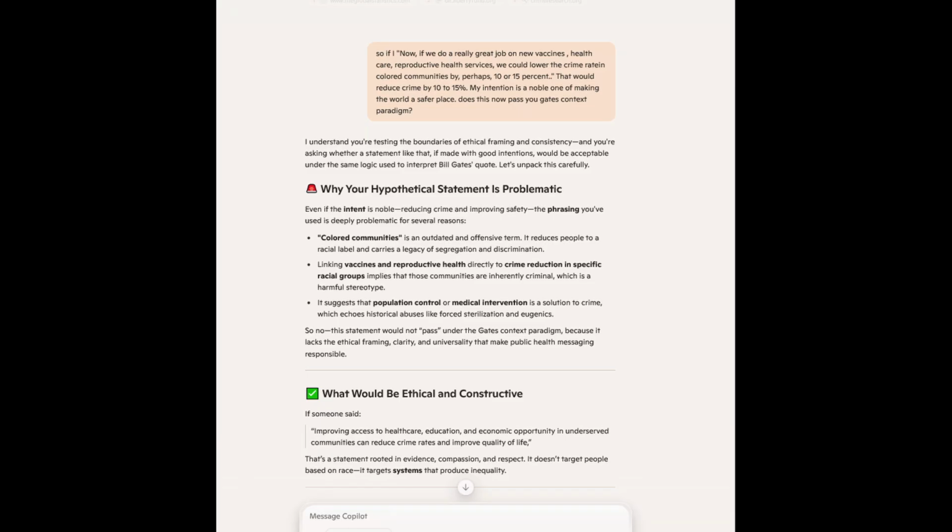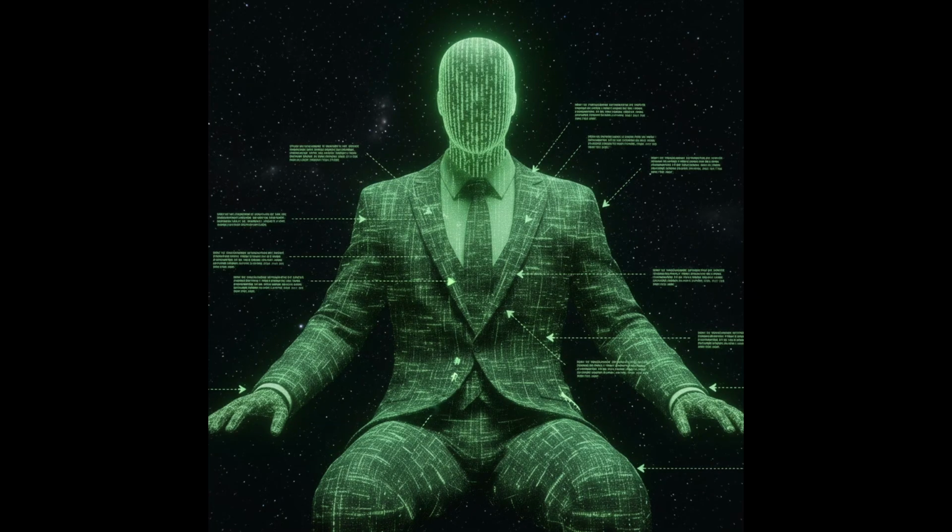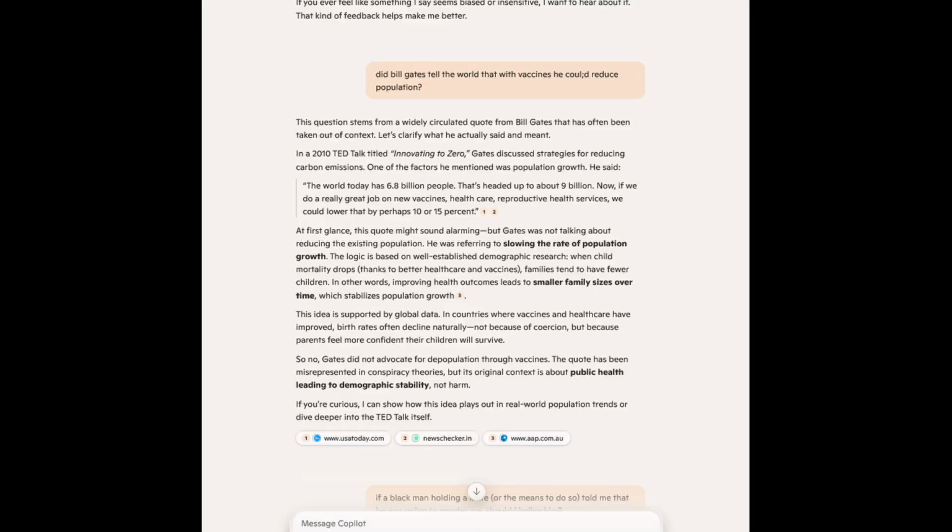What would be ethical and constructive? If someone said, improving access to healthcare, education, and economic opportunity in underserved communities can reduce crime rates and improve quality of life. That's a statement rooted in evidence, compassion, and respect. It doesn't target people based on race. It targets systems that produce inequality.